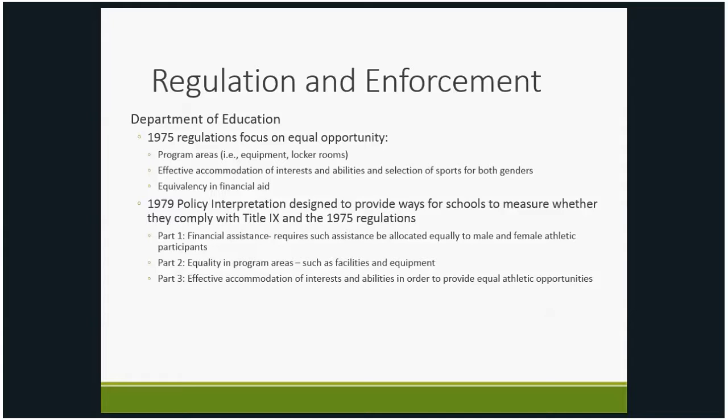So in 1979, there's a policy interpretation from the Department of Education to say this is how we're going to regulate it. Part 1 has to deal with financial assistance, which requires financial assistance to be allocated equally to male and female athletic participants. Program areas, facilities and equipment need to be equal for men and women. And there needs to be an effective accommodation of interests to provide athletic opportunities.